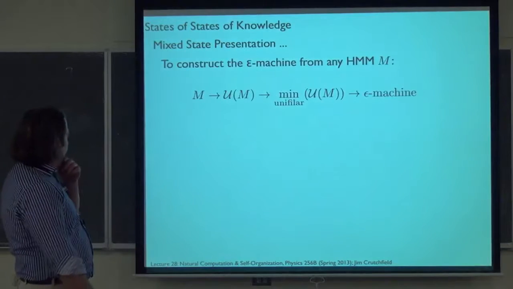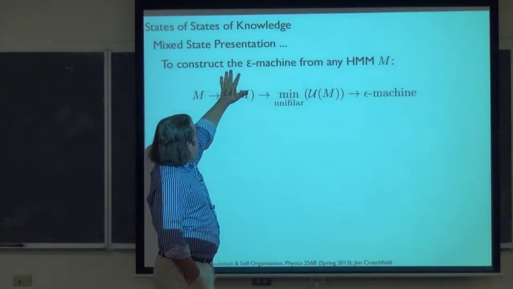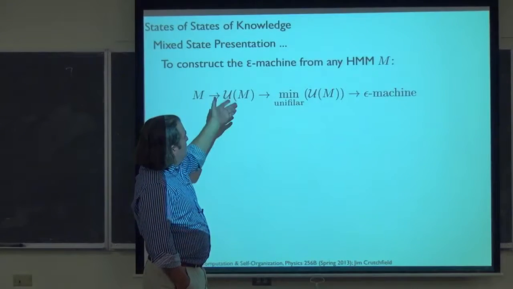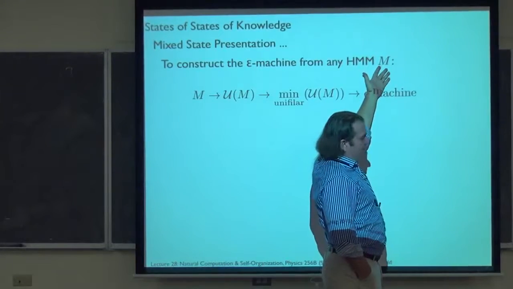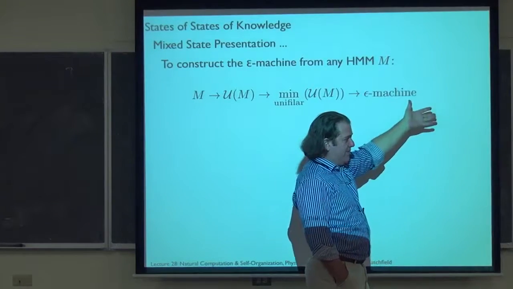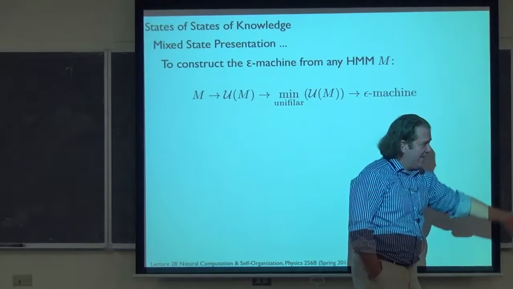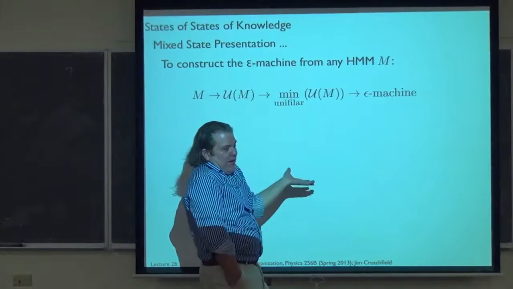So just to summarize the discussion of how the mixed state presentations relate to epsilon machines. We imagine we're given some hidden Markov model that generates a process. Well, we could go to the process and just from the word distribution that's produced, get the epsilon machine using the predictive equivalence relation. Or there's a more direct way of doing this.